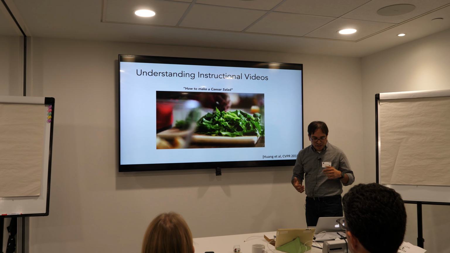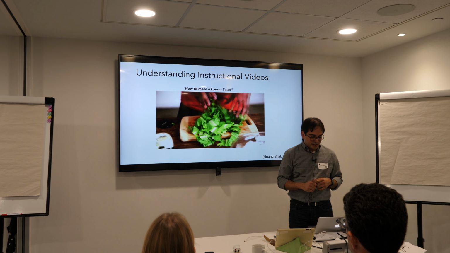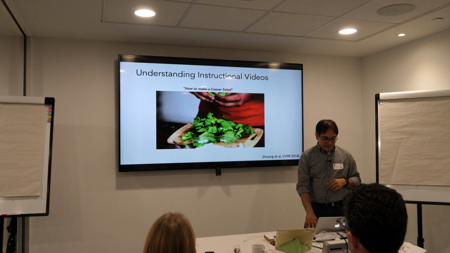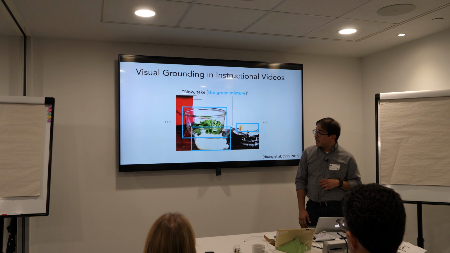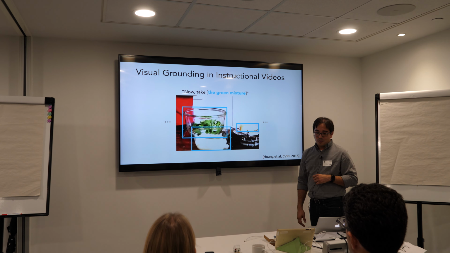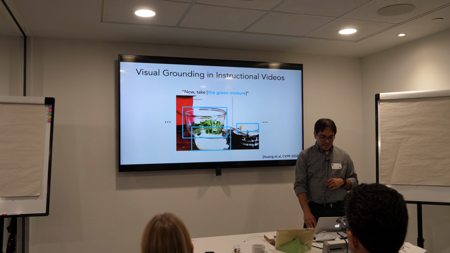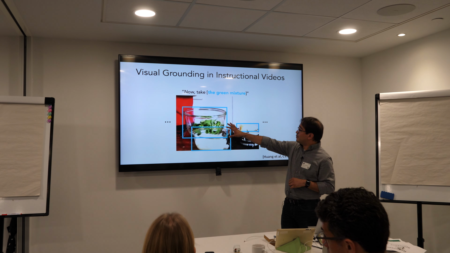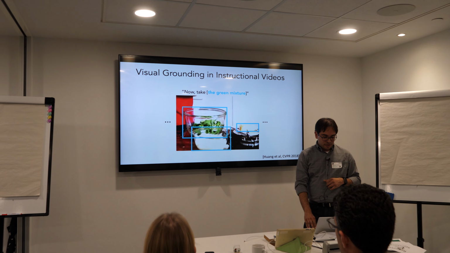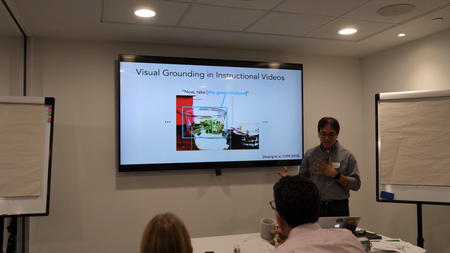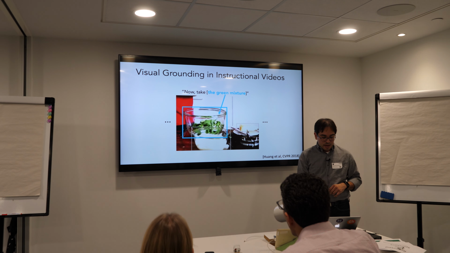So let's say we're watching again an instructional video for how to make a Caesar salad, and we see something like that, and we hear the instructor say, "Now take the green mixture," which probably means that the person is going to manipulate that bowl over there. So we can easily do that association between the sentence and the objects.